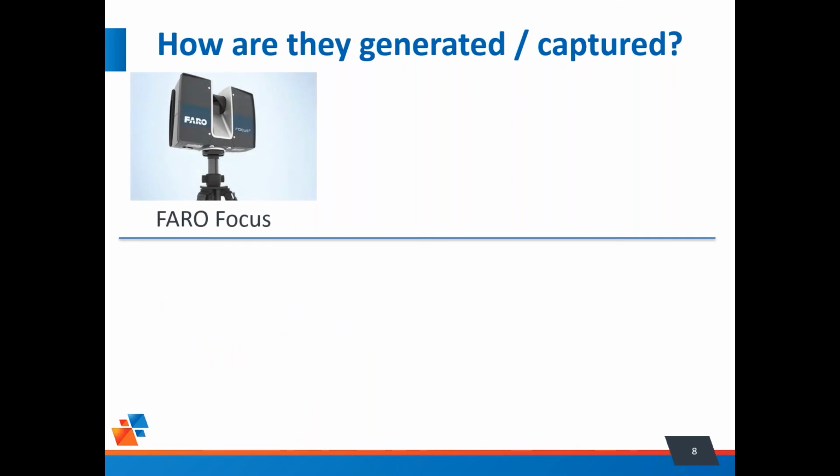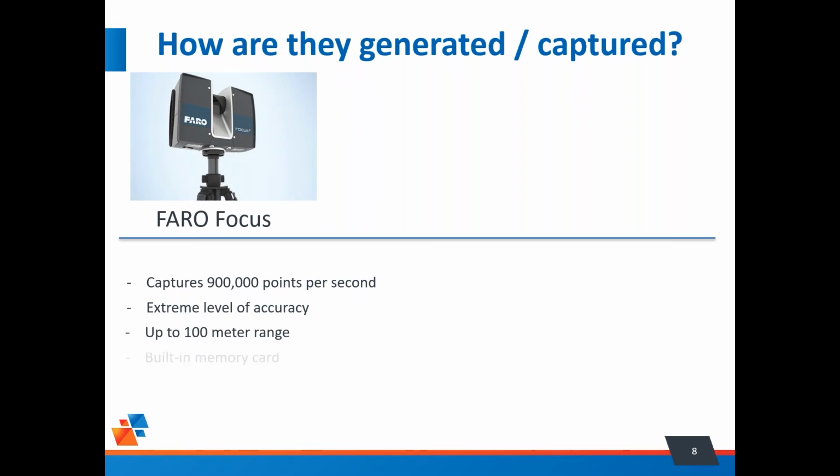So then we look at the higher end laser scanner, the Faro Focus. It can capture up to 900,000 points a second. As that laser spins around, it punches out 900,000 points to create that point cloud. That in turn gives a real extreme level of accuracy, and it also has a really far range. So we can scan up to 100 meters.